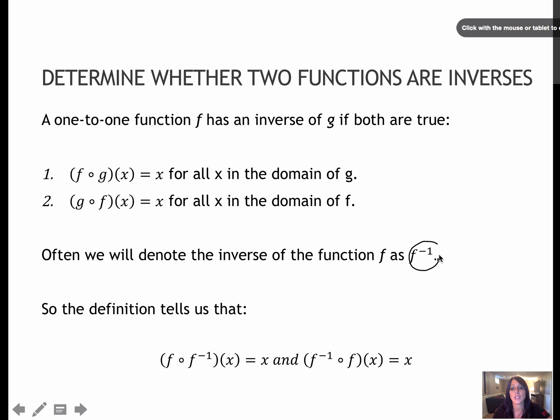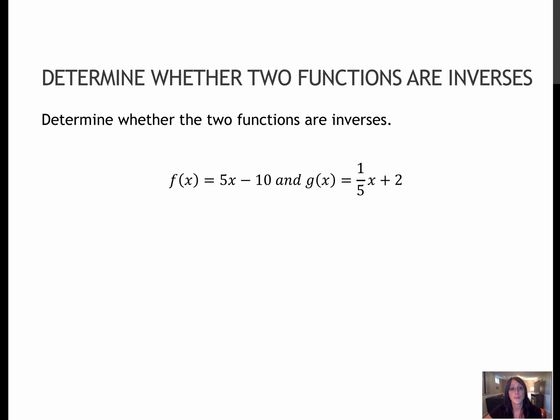Most of the time that you see inverse, you will see it written as f to the negative first power, which just tells us that that's an inverse. So the definition up here means that f of f inverse of x equals x, and f inverse of f of x equals x. Let's practice one together.